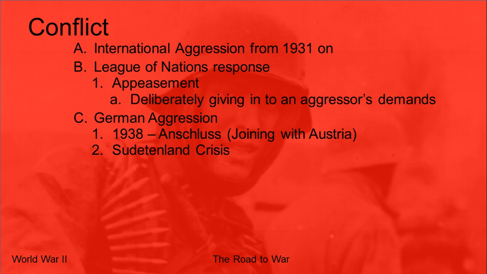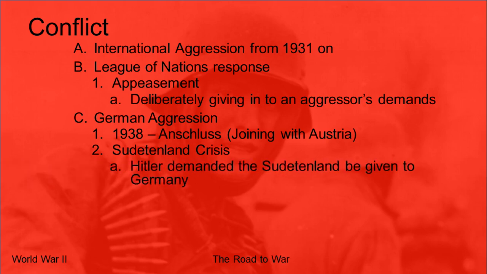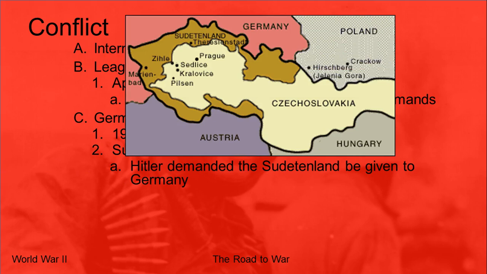Later in 1938, there's something called the Sudetenland crisis. The Sudetenland is this area in the country of Czechoslovakia, which was created after World War I. It is the mountainous region here in Czechoslovakia. And Hitler demanded that that be turned over to Germany. His excuse being there are 3 million German-speaking people there.